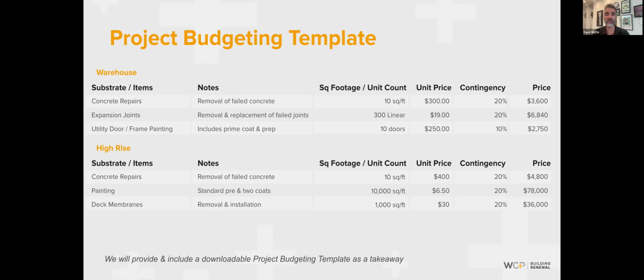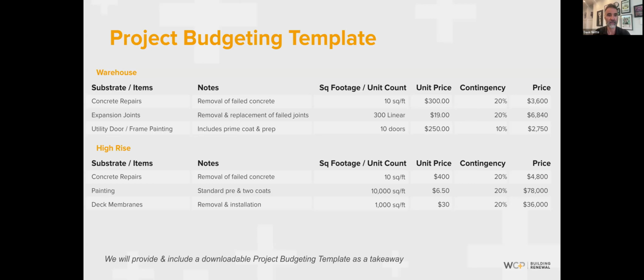So in the sheet that we're going to give you, you're going to be able to choose what unit price you want to put in. There's 3 or 4 choices of a range. So you can always choose the most expensive to make sure your budget is really good.